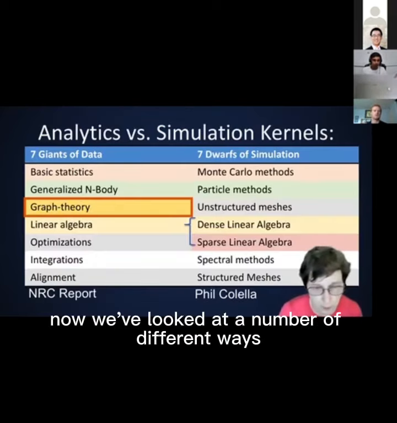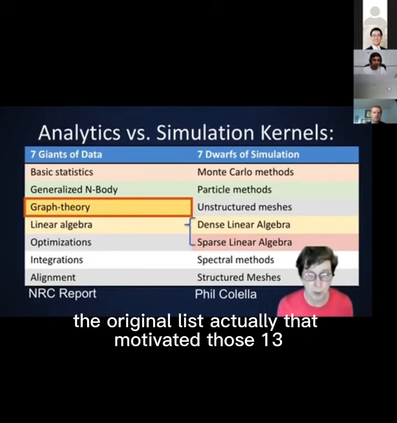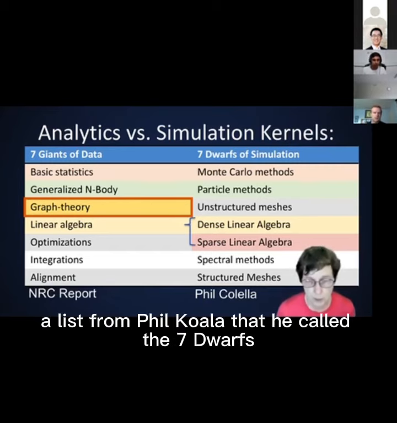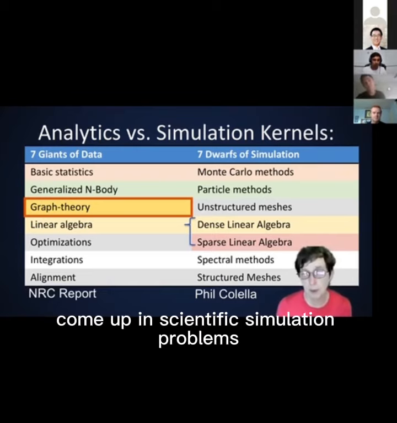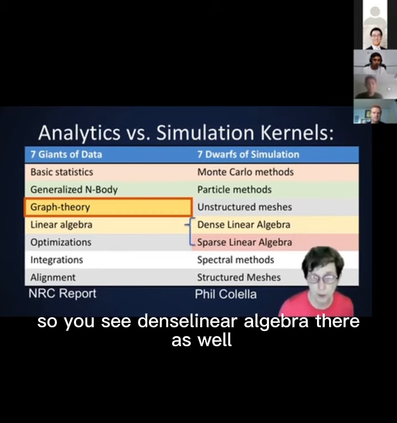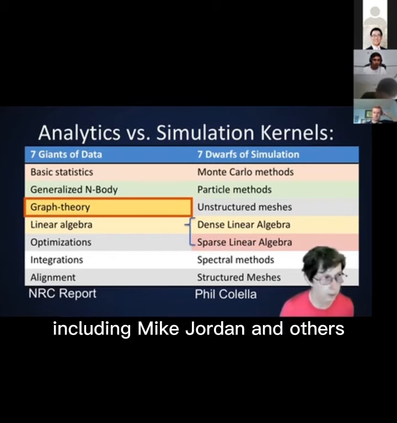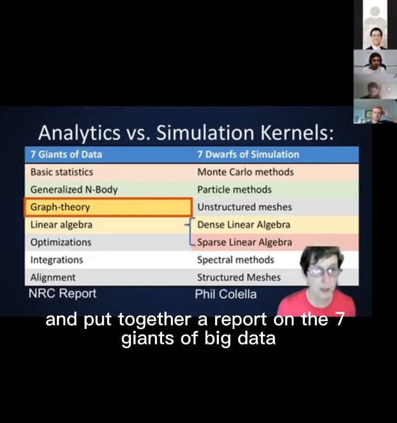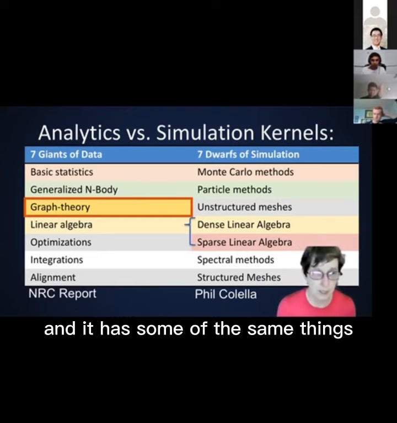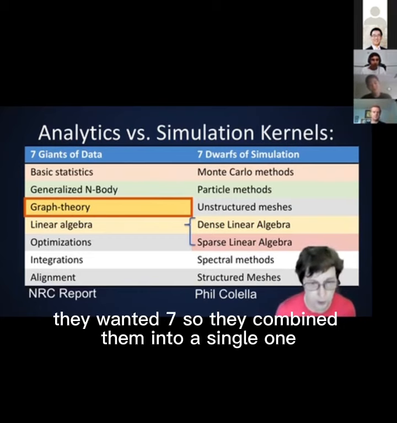Now, we've looked at a number of different ways of trying to divide these things up, and other groups have as well. The original list that motivated those 13 motifs was a list from Phil Colella that he called the Seven Dwarfs, after Snow White and the Seven Dwarfs. And this was his list of things that come up in scientific simulation problems. So you see dense linear algebra there as well. Then a National Academies group got together, including Mike Jordan and others. I think Michael Mahoney was on that, and put together a report on the 7 giants of big data. And it has some of the same things, and it's got linear algebra, both dense and sparse. They wanted 7, so they combined them into a single one.